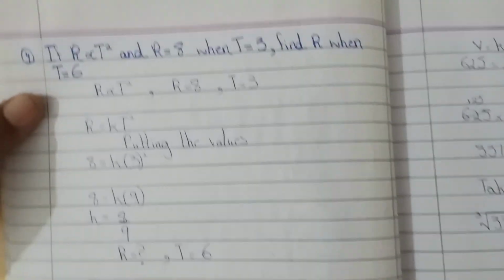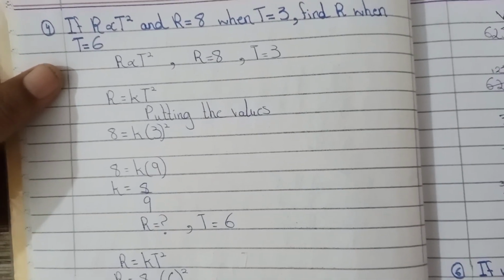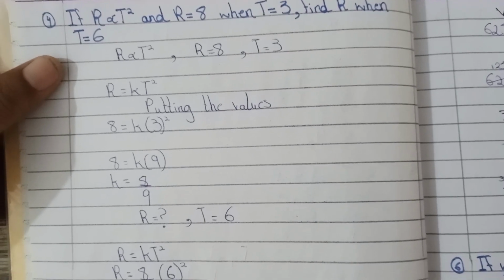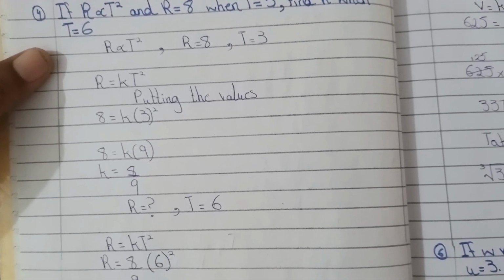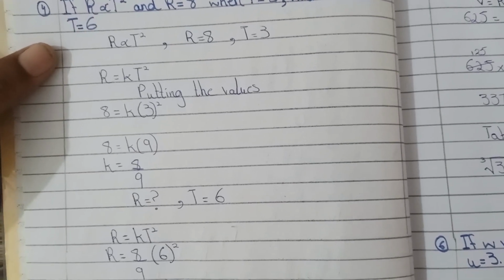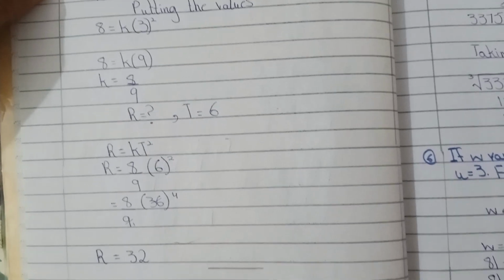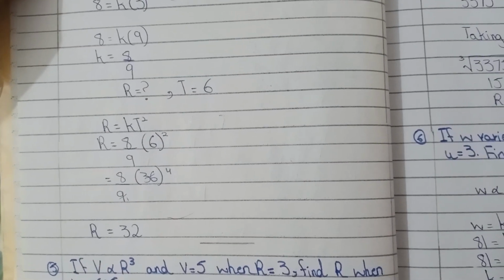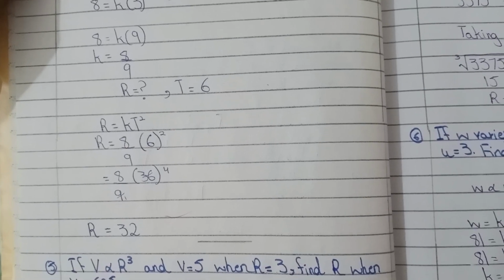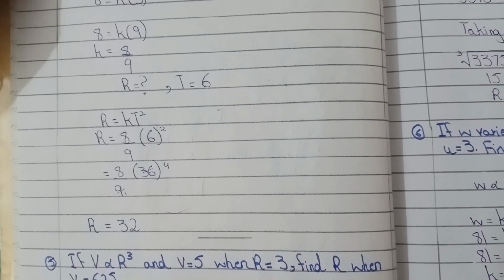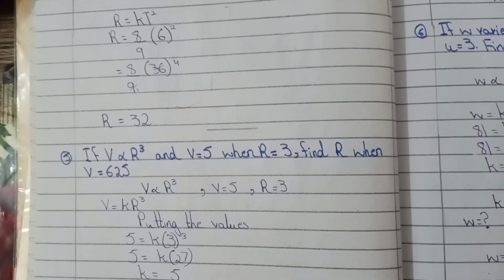Now question number 4, r is directly proportional to t square. So the equation becomes r is equal to kt square. Then r is given 8 and t is given 3. By putting these values in this equation, we get k is equal to 8 by 9. Then in the next part, r is unknown and t is 6. By putting the value of t and the value of k in the equation, we have got r is 32.